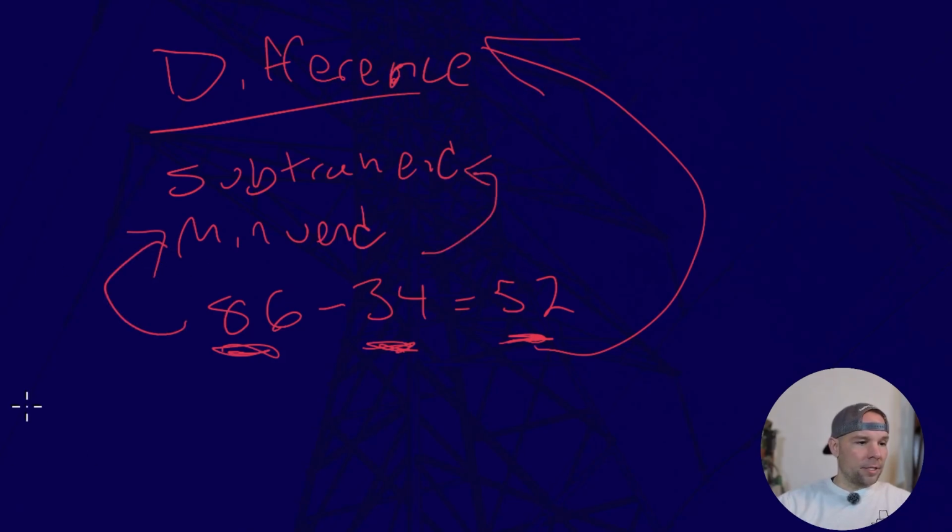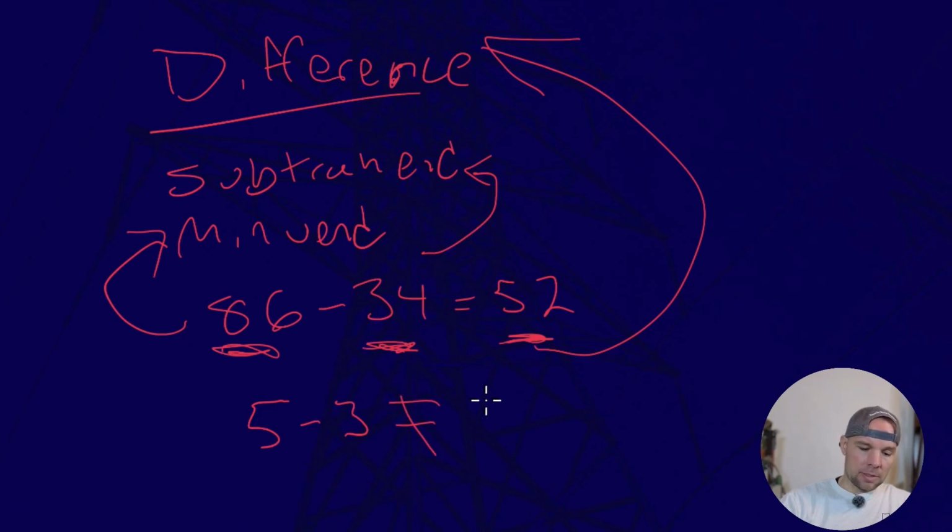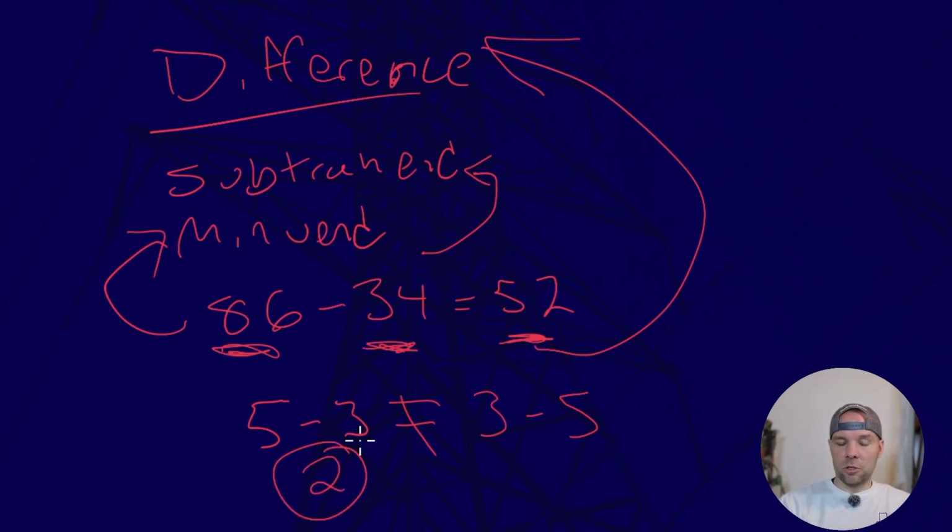Now, unlike addition, subtraction is not commutative, meaning you cannot switch the order. For example, 5 minus 3 does not equal 3 minus 5. 5 minus 3, you're going to get a difference of 2. 3 minus 5, you're going to get a difference of -2. These are not equal, two different answers. So you cannot change the order for subtraction like you can in addition.